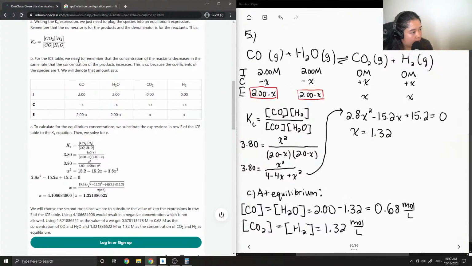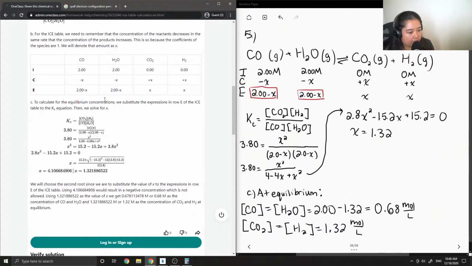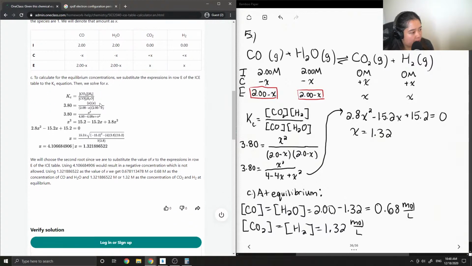B. For the ice table, we need to remember that the concentration of the reactants decreases at the same rate that the concentration of the products increases. This is so because the coefficients of the species are 1. We will denote that amount as X. Okay, so this is what their ice table looked like. And then to calculate for the equilibrium concentrations, we substitute the expressions in row E of the ice table to the Kc expression. Okay, so they showed their work with the quadratic formula.